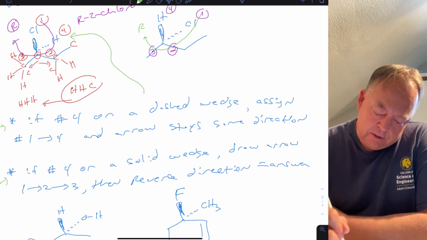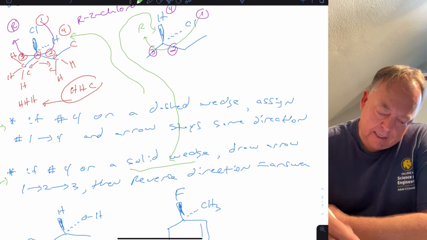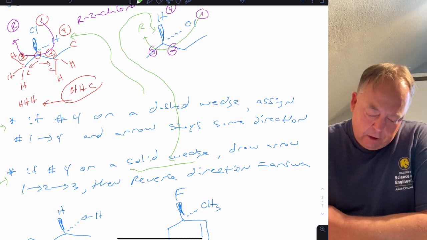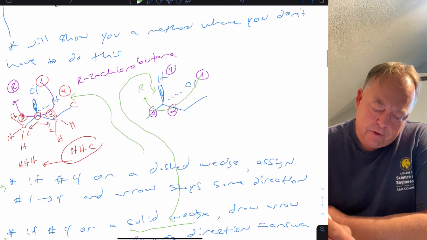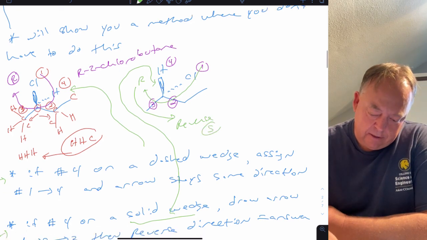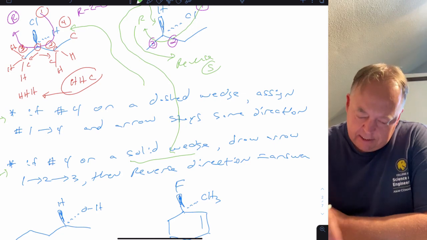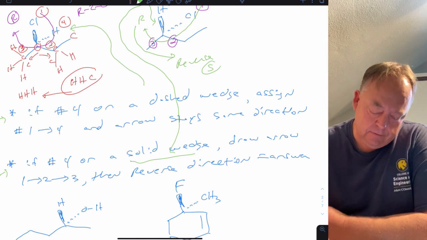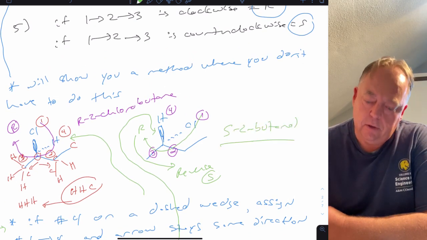But if number 4 is on a solid wedge, like it is here, right, that's a solid wedge, then you draw your arrow from 1 to 2 to 3, like I just did. 1 to 2 to 3 would be R, but then you reverse it. So that's your final answer then. So if 4 is on a solid wedge, draw your arrow from 1 to 2 to 3, and then change its direction, and that's your answer. So this would be the S isomer, so this would be S-2-butanol.